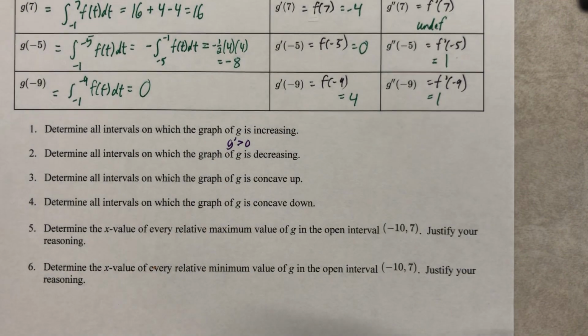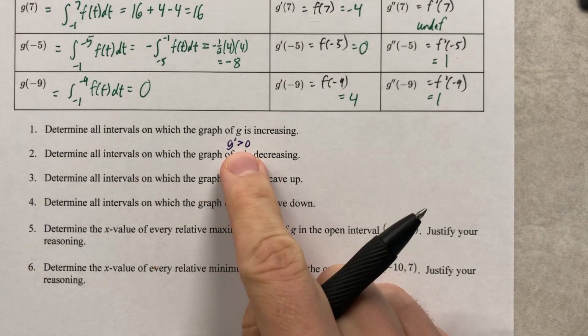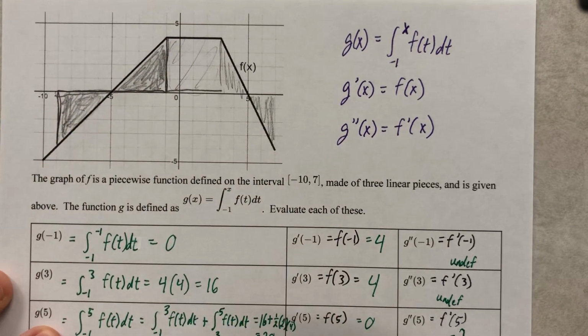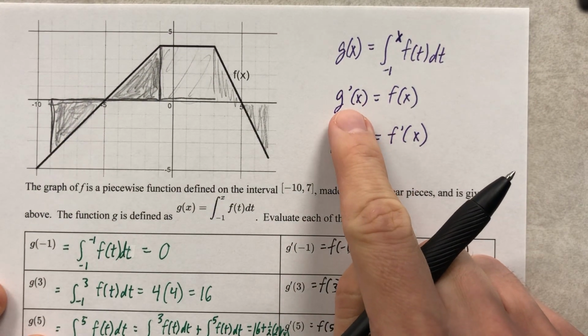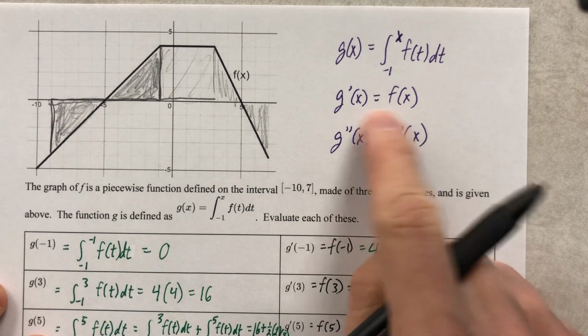This is what it's saying: tell me the intervals where this is true. Well, g prime. What's g? Well, I'm not looking at g, I'm looking at f. But g prime is f. Okay, this is the big idea.